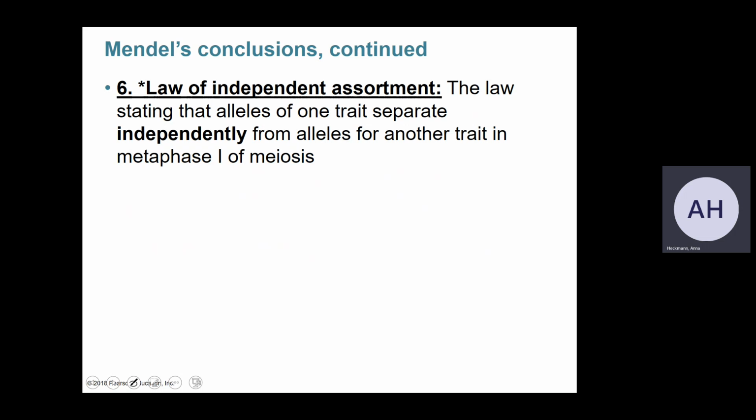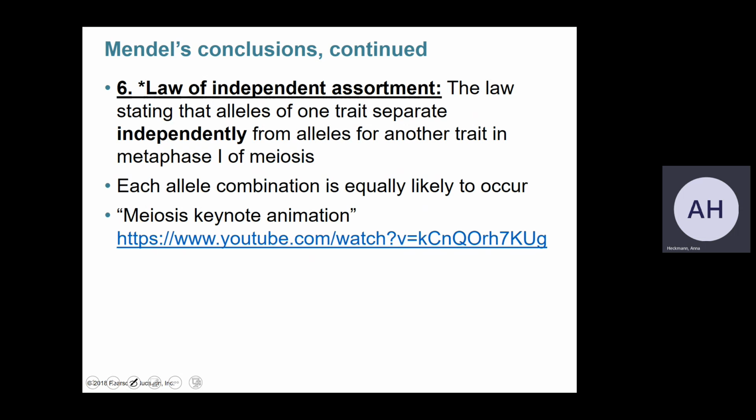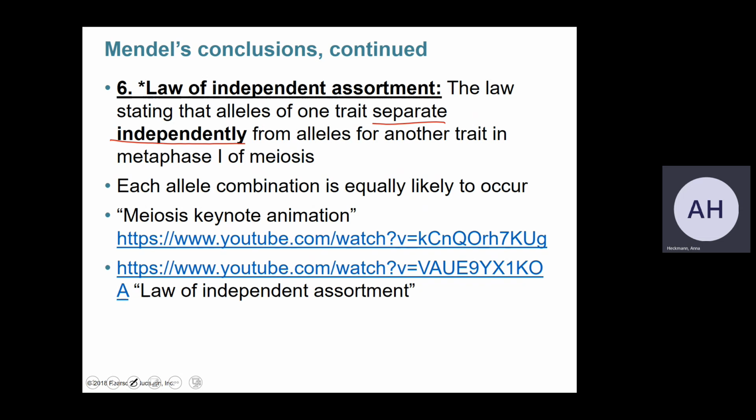He also led to the development of the law of independent assortment. And you may remember this from our discussion of meiosis. This builds on the law of segregation. Remember, the law of segregation states that pairs of alleles separate during meiosis. And the law of independent assortment states that they separate independently of one another. Which allele ends up in which gamete does not influence which allele goes into which other gamete. These are a couple of animations that you can watch, and I think they will be very helpful if you choose to watch them.